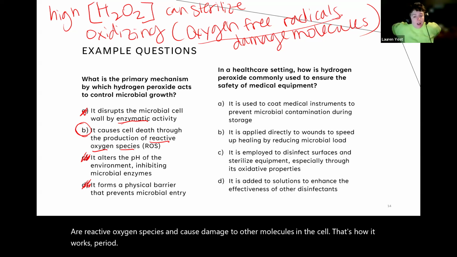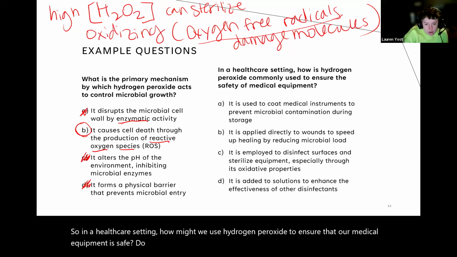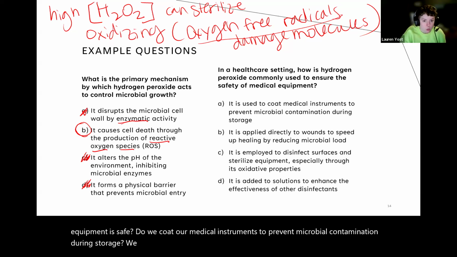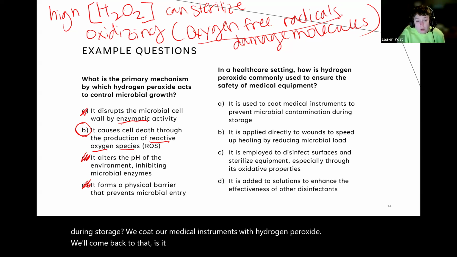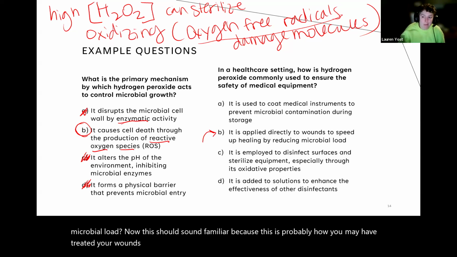So in a healthcare setting, how might we use hydrogen peroxide to ensure that our medical equipment is safe? Do we coat our medical instruments to prevent microbial contamination during storage? Do we coat our medical instruments with hydrogen peroxide? We'll come back to that. Is it applied directly to wounds to speed up healing by reducing microbial load? Now, this should sound familiar because this is probably how you may have treated your wounds as a kid, or your mom did, or something like that.